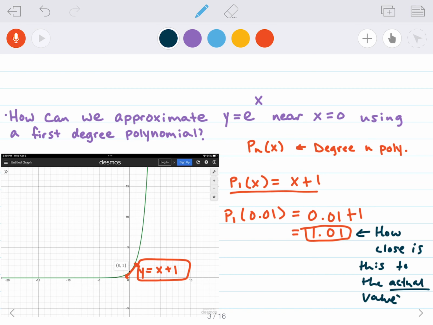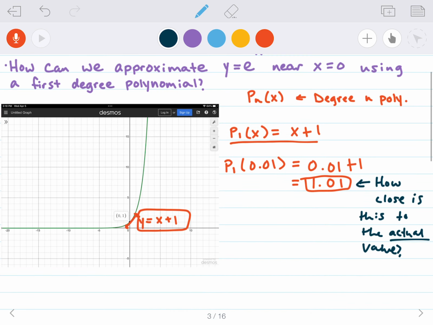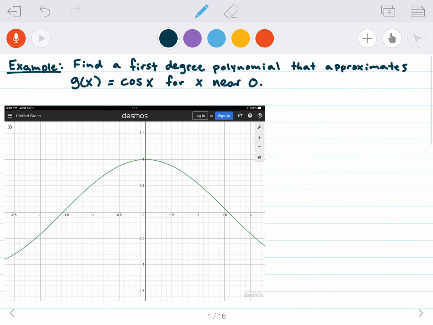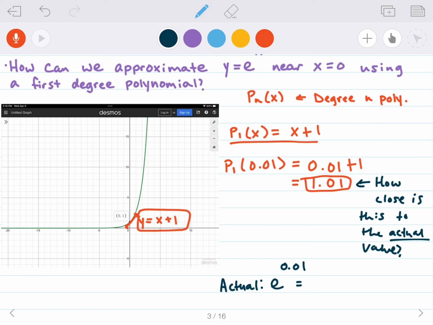How close is this to the actual value? Well, the actual value is just going to be e to the x, which is 0.01. And this turns out to be 1.01005. So this is the approximate value with the polynomial we just found. This is the actual value. So they're pretty close to each other, relatively speaking.